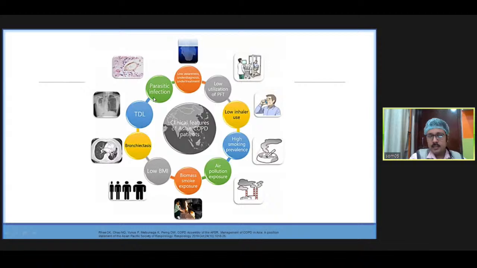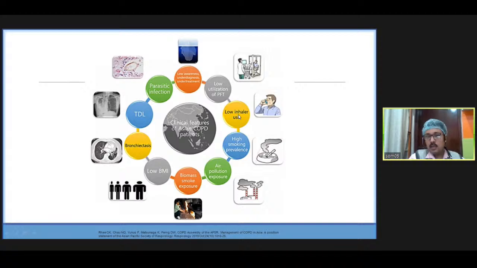You can see here these are the causes of COPD, and many times we underestimate them. This is the most important take-home message: other than smoking, there are many causes of COPD. This causes an underestimation of the total COPD burden in our country. Number one is low awareness and undertreatment. Number two is low utilization of PFT, the lack of spirometry during day-to-day practice.